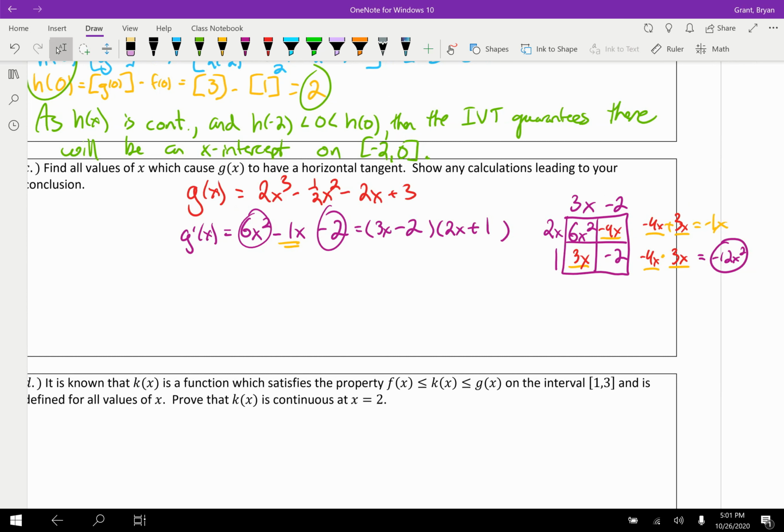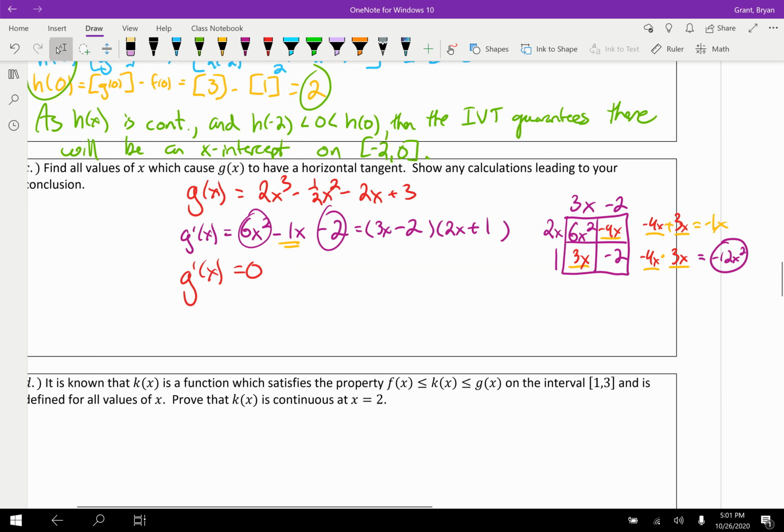Find all values of x which would cause g of x to have a horizontal tangent. Well, horizontal tangents, we already said, occur when the slope is 0. This is the slope. This is the location the slopes occur at. So we need to set g prime of x equal to 0.